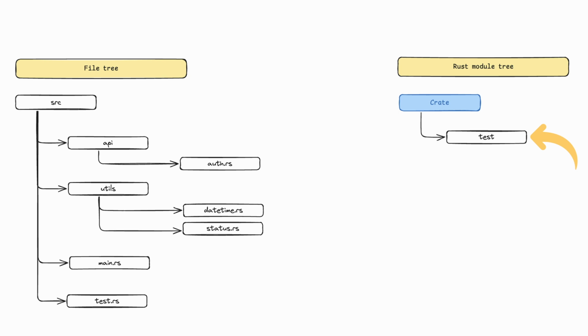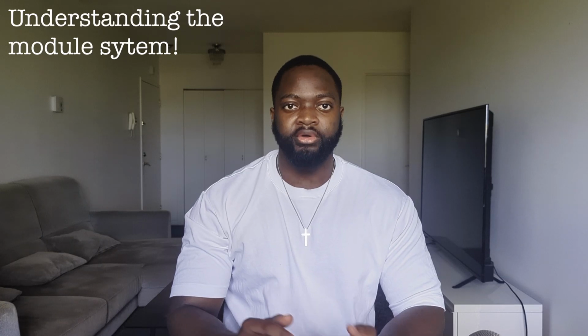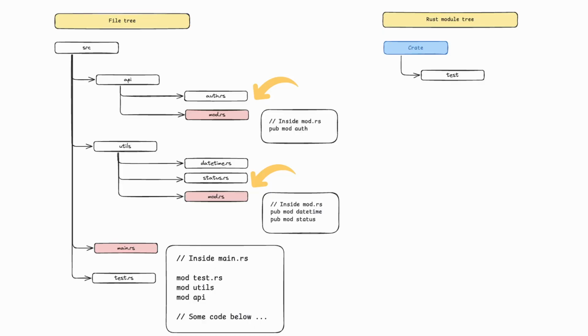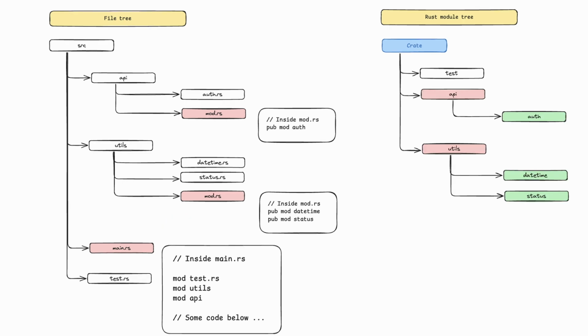For a module in a subfolder, Rust looks at the mod.rs file in the subfolder that will list all the modules in that folder. So we need to create a mod.rs file and list all the submodules. Then we can declare the folder itself as a module in the main file. With this, your module tree should be similar to your file tree, and you should be ready to go.